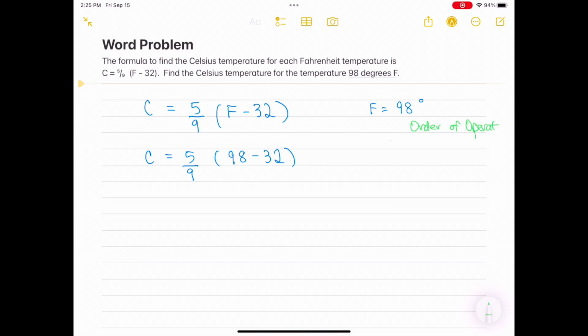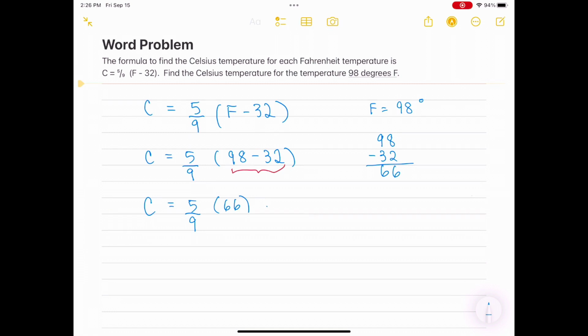And we remember from order of operations, first we do brackets, number 2 we do exponents, number 3 we do multiplication and division from left to right, and fourth we do addition subtraction from left to right. In this case, there is a bracket, so we need to do those computations first. 98 minus 32, I do that calculation on the side, equals 66. Now we rewrite the equation, 5/9 times 66.